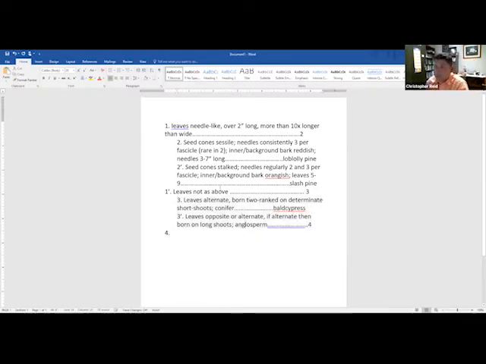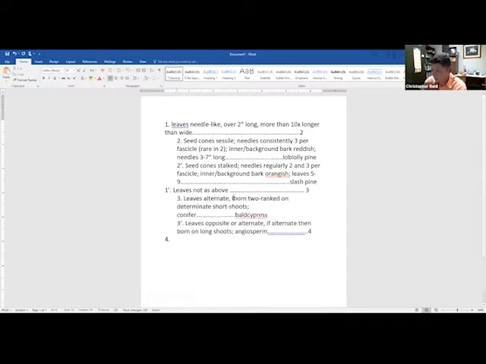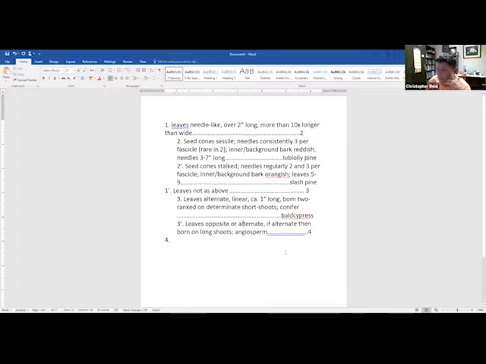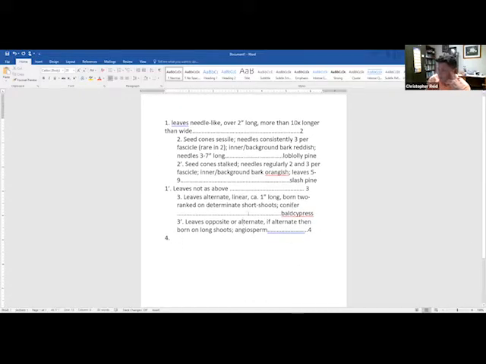Couplet 3, we dispensed with; we've treated bald cypress. 3 prime, we could have said leaves not as above again. Nothing wrong with that, since 3 is really specific. Leaves alternate, linear, about 1 inch long, borne 2-ranked on determinate short shoots: bald cypress. Does that make sense? Sit well with everybody? Yeah. All right. So 3 down, 9 to go. Now I'm going to stop sharing.